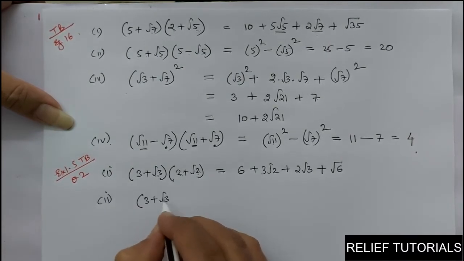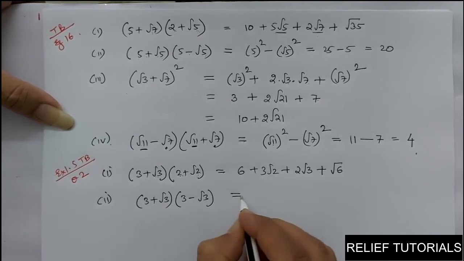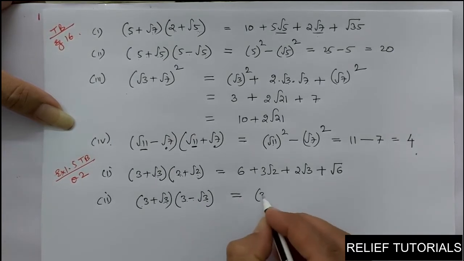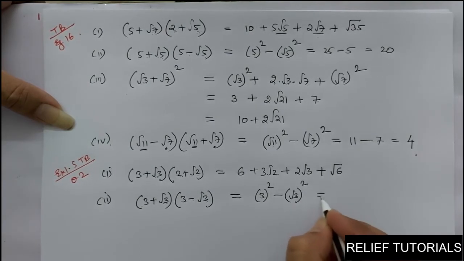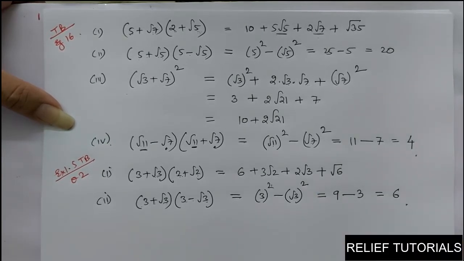3 plus root 3, 3 minus root 3. Look here, x and y, plus minus. So x plus y, x minus y. So x square, that is 3 square, minus root 3 the whole square. 3 square is 9, minus root 3 the whole square is 3. So 9 minus 3 is equal to 6. Clear? Third one.